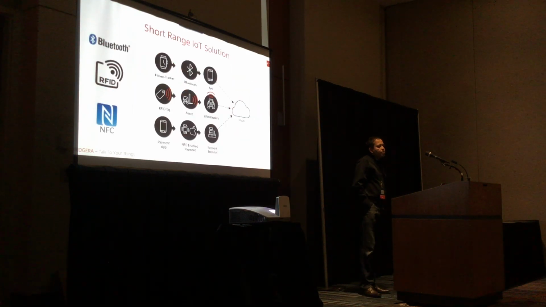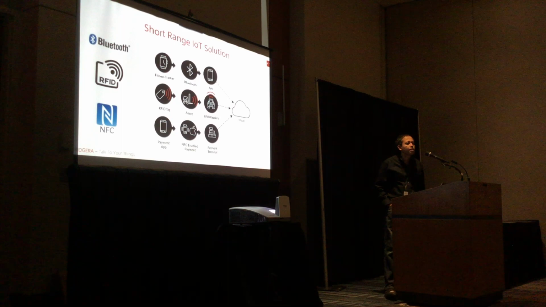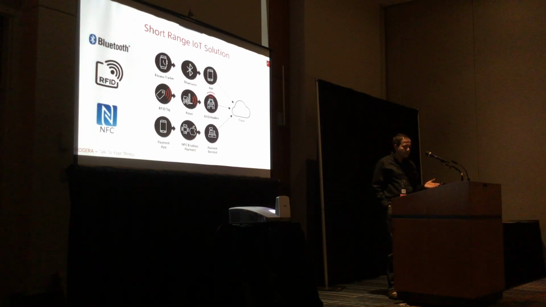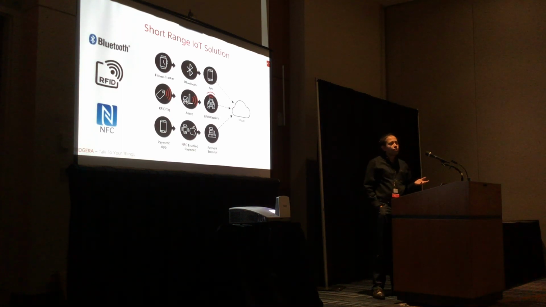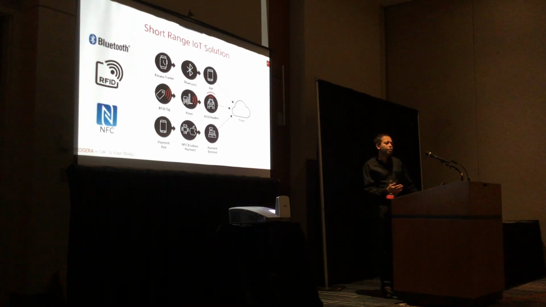For the short-range IoT solutions, the most popular ones are Bluetooth, RFID, NFC. For Bluetooth, you need a phone app or a Bluetooth hub to communicate with the internet. For RFID, generally the RFID tags communicate with an RFID reader and then the RFID reader gets connected to the internet. That's how the RFID data gets transmitted to the internet.